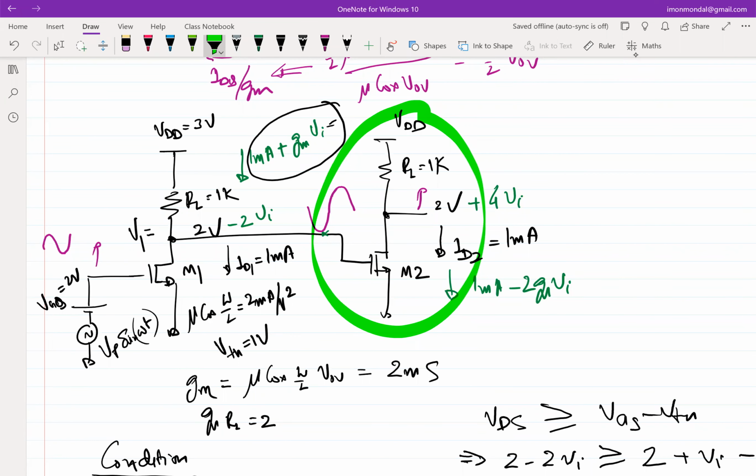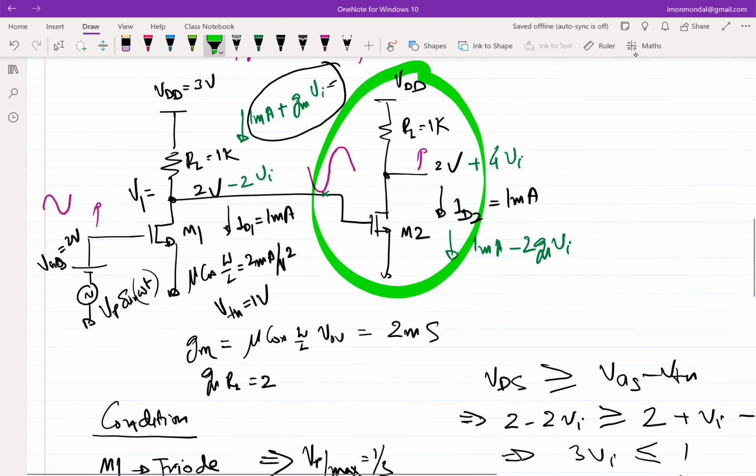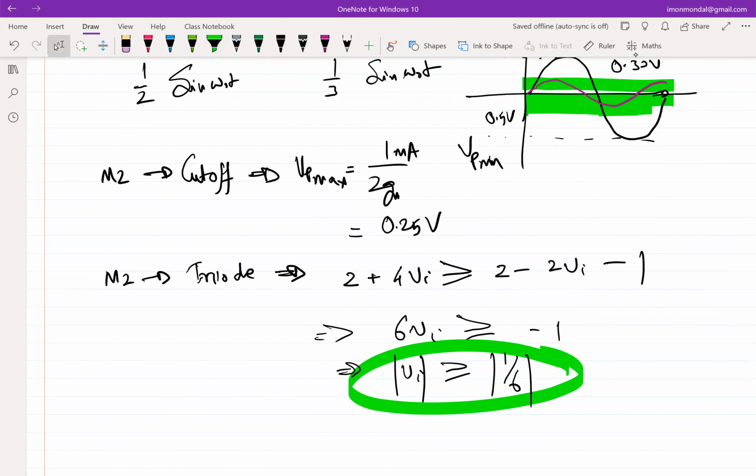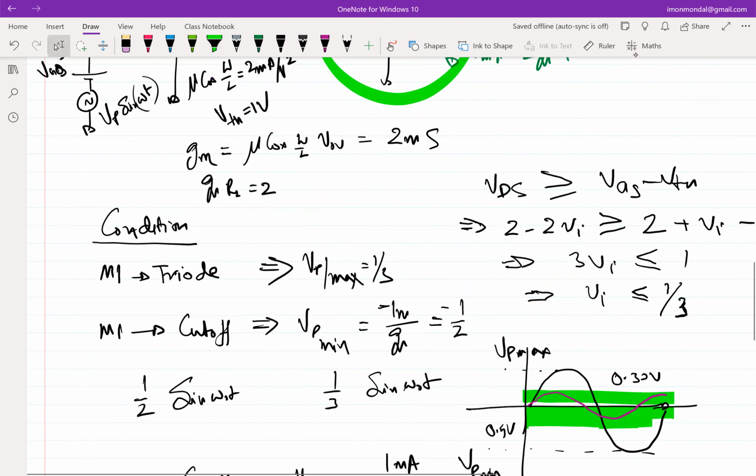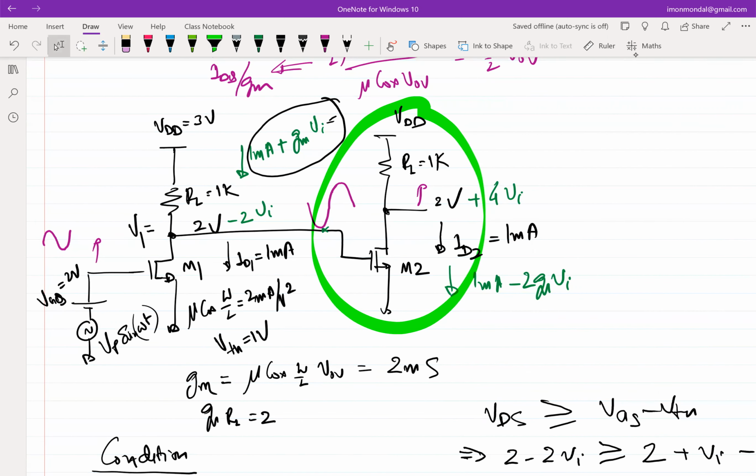This transistor is seeing twice VI as a swing at the input. My next question would have been, why do you think the swing limits are being set by M2 and not by M1? Because all the conditions for VI are worse when I calculate M2 than when I'm doing M1. So why is that? It's because M2 is seeing larger swing with respect to M1 at its input.